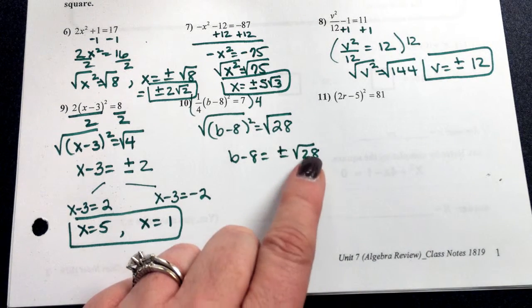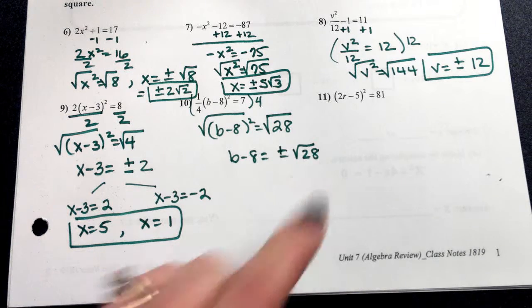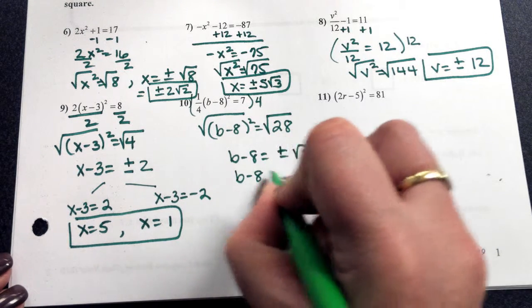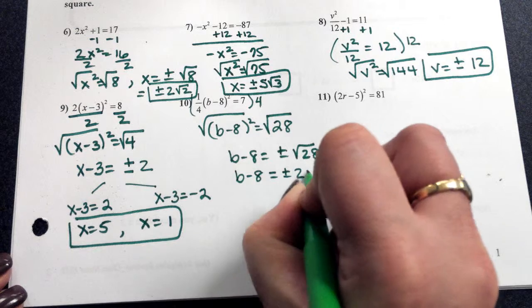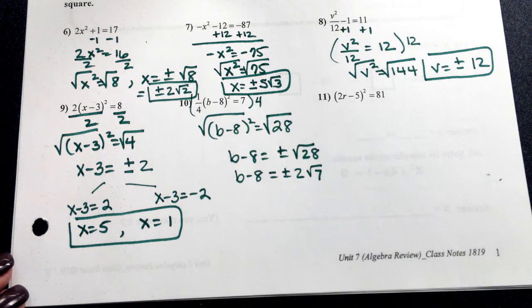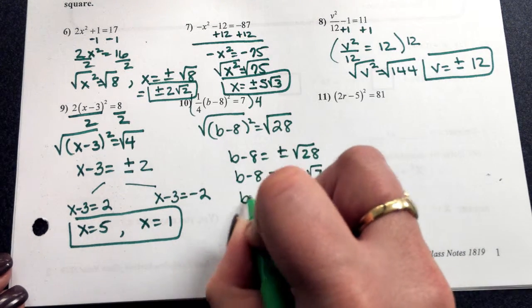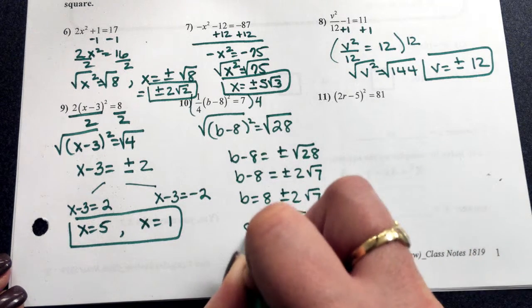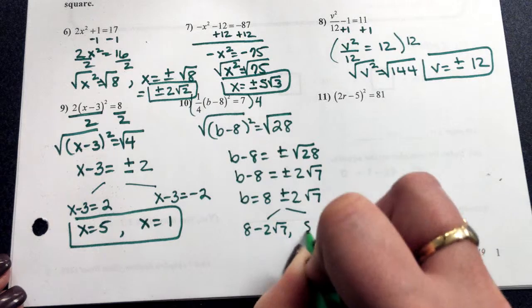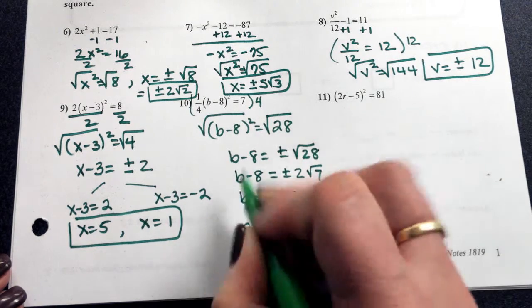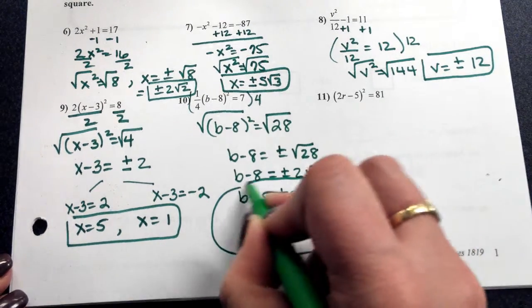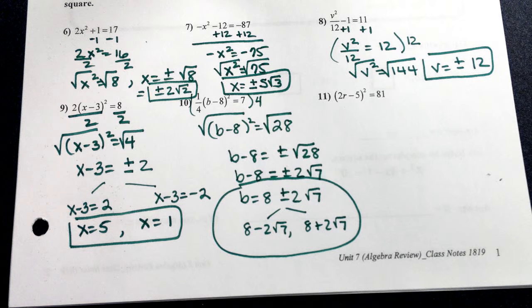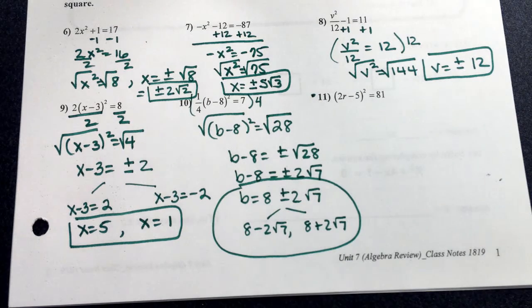Can I simplify the square root of 28? Yes. 2 square root 7. The plus or minus stays in the front. So then b is going to be equal to 8 plus or minus 2 square root 7. Or you could write it as 8 minus 2 square root 7, 8 plus 2 square root 7. All of those are equivalent answers. Okay. You guys go ahead and try number 11 for me. Go ahead and solve that one for me.